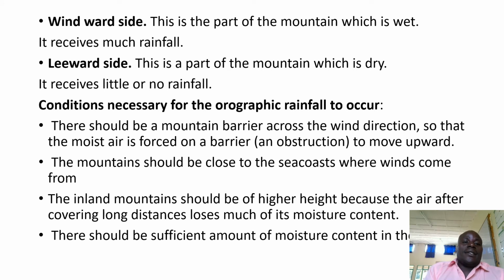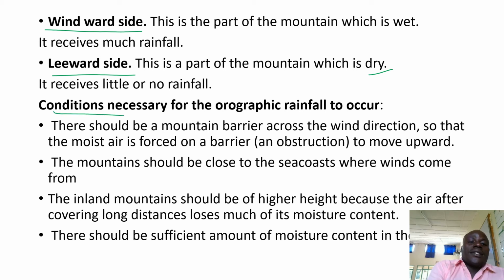I think here they are telling us about windward side. In brief, what does it mean? It is the part of the mountain which is wet, as I have already explained. It receives much rainfall because it has warm moist winds. Then leeward side. This is the part of the mountain which is dry because it has cold dry winds. It receives little or hardly no rainfall.